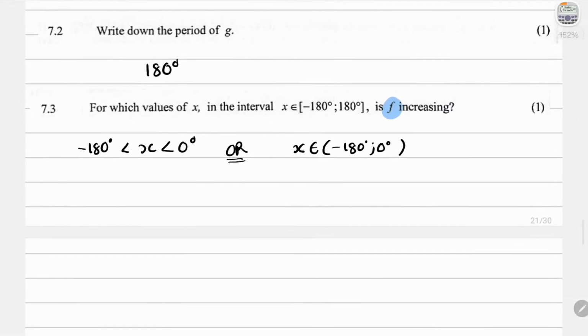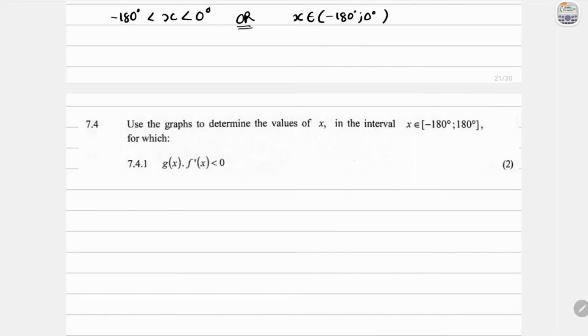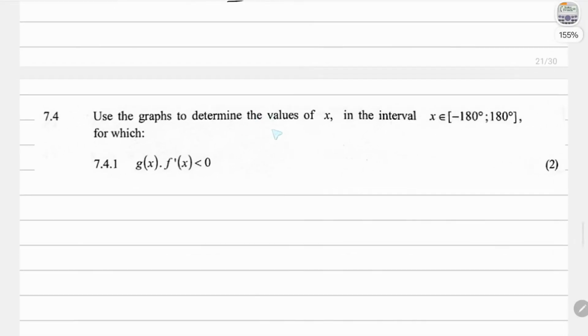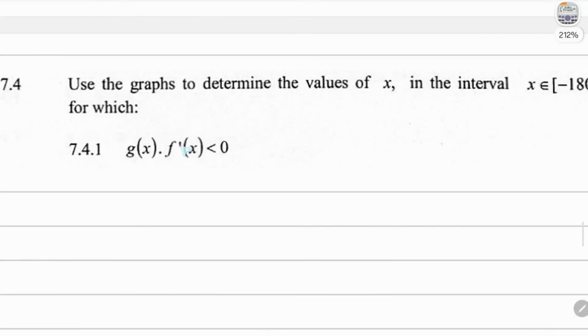Moving on to the next question. Question 7.4 says, use the graphs to determine the values of x in the interval where x is. Same domain. We have to find out where the y values of g multiplied by the derivative of f is less than 0.